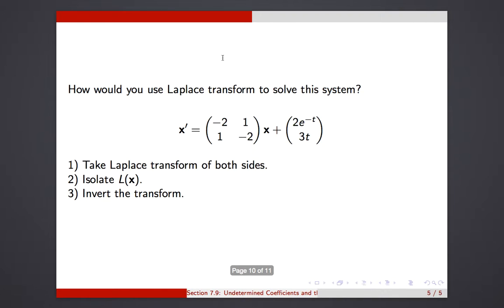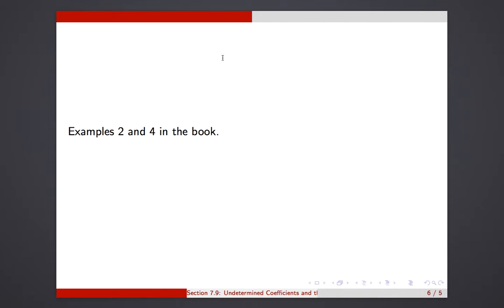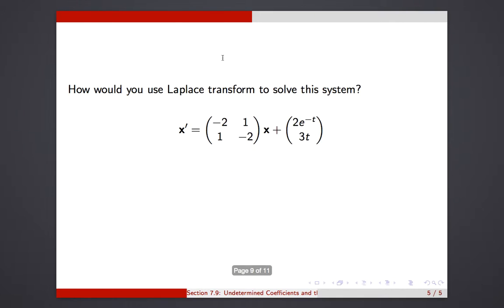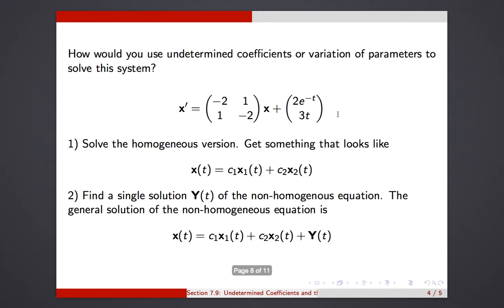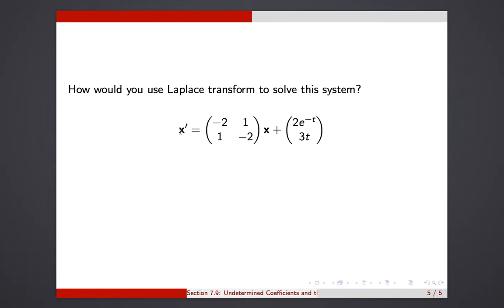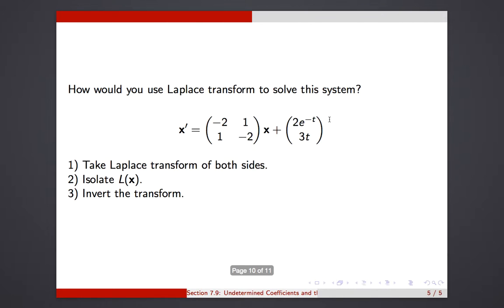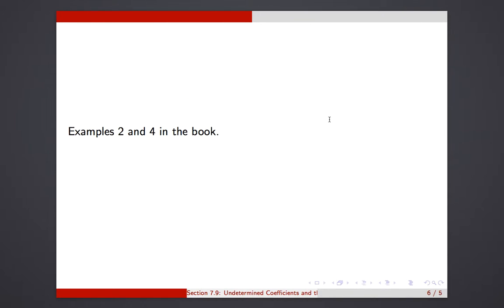Okay, so what we're going to do now is go to examples 2 and 4 in the book. Example 2 solves this system for you using undetermined coefficients, and example 4 solves this for you using Laplace transform. So I'm going to just go to the book and walk you through the examples in the book. So if at this point in the video you want to just turn this off and read the book, that's perfectly fine, of course.